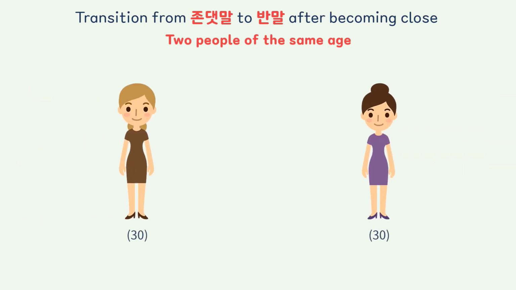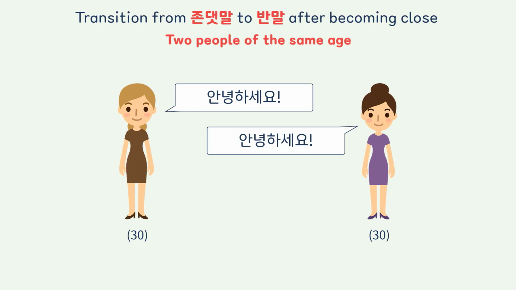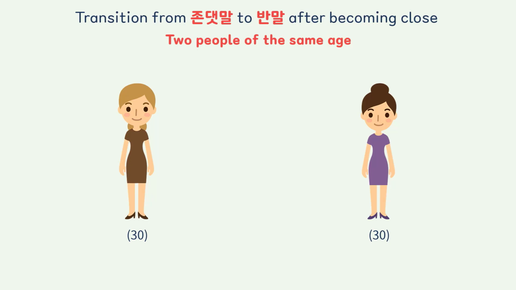Imagine that two 30-year-olds meet through a mutual friend. They'll first start off by using 존댓말. But after meeting each other a couple of times, they're familiar with each other, and one of them might say, 우리 말 놓을까?